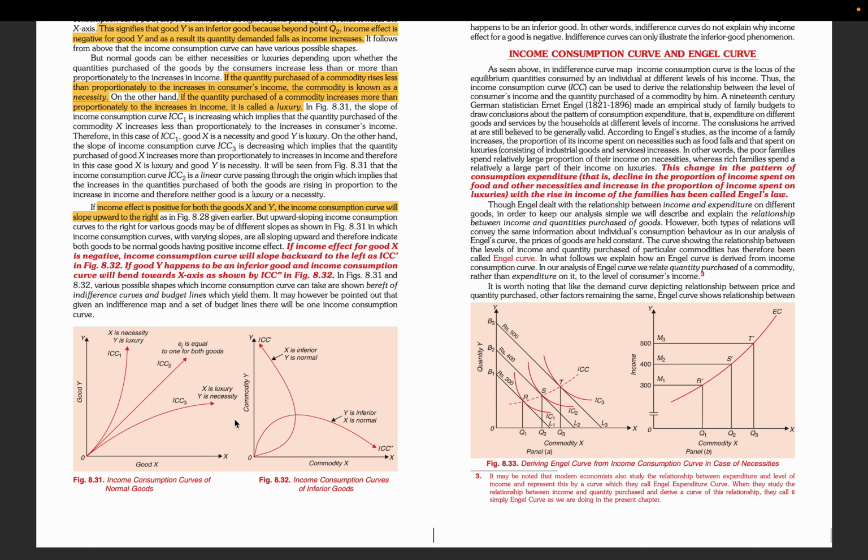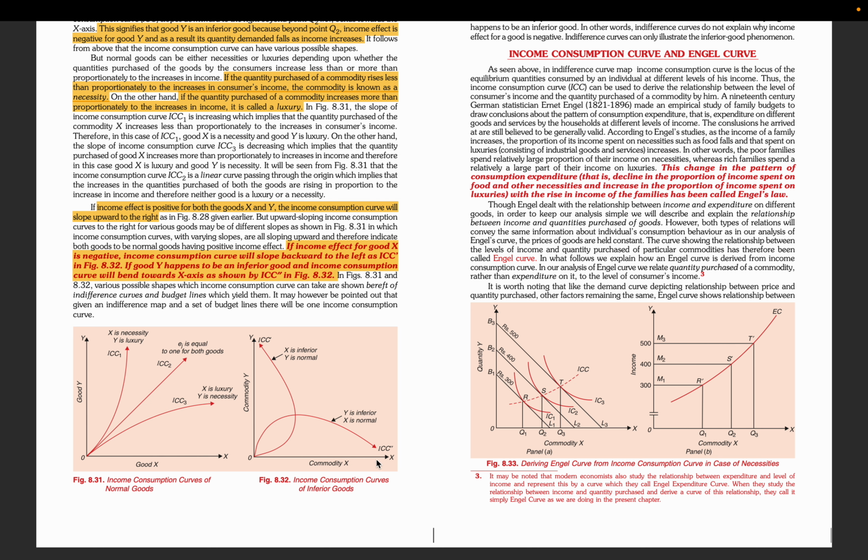If the income effect for good X is negative, the income consumption curve will slope backward to the left as ICC dash in figure 8.3. Okay, so the income effect for good X is negative, so basically X is an inferior good. So we are going to have a backward bending ICC curve. If good Y happens to be an inferior good, the income consumption curve will bend back towards the X axis.